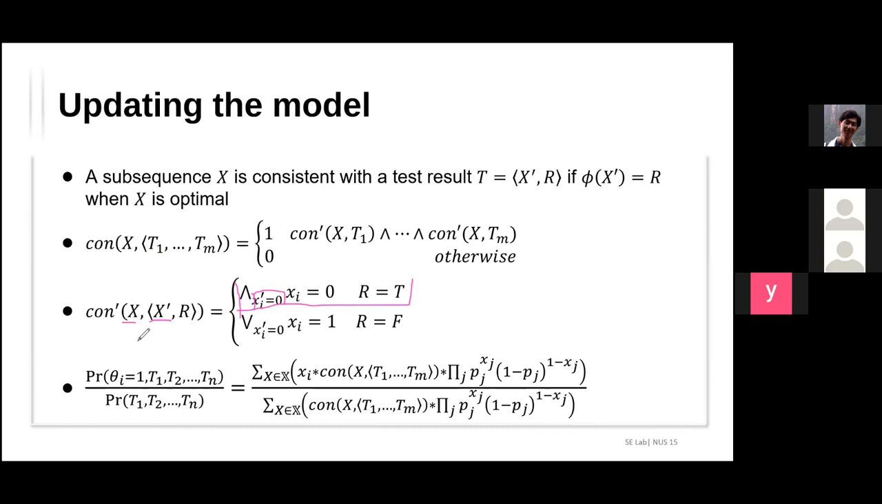Correct. So let me confirm. Maybe I get a little bit confused here. Yeah, sure. So the ultimate goal here is that once we know, assuming that we know a subsequence X is optimal, right? Yes.